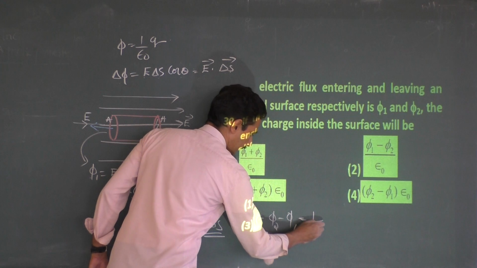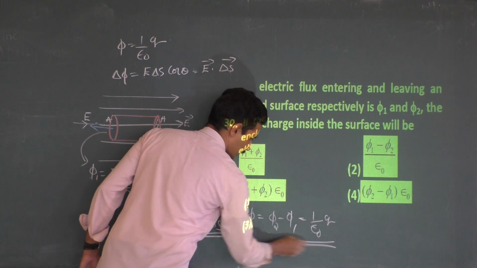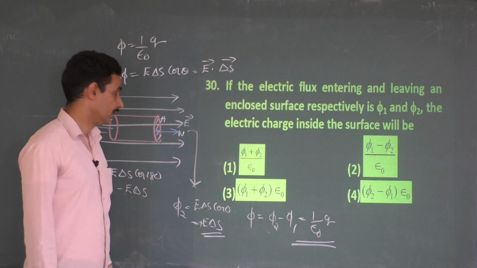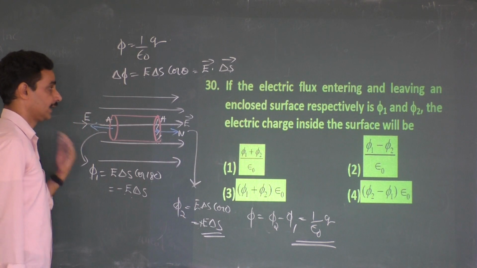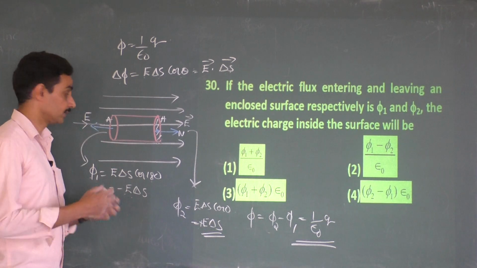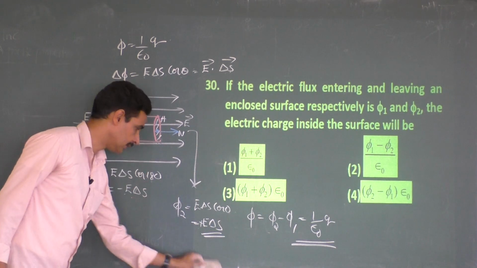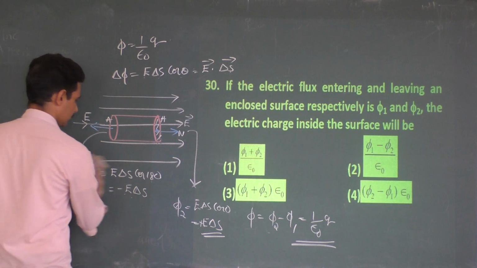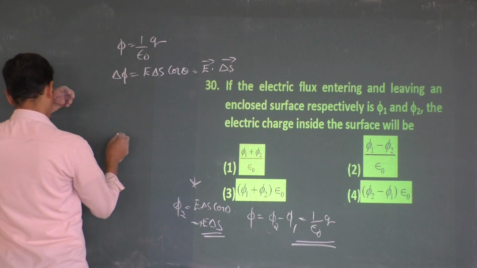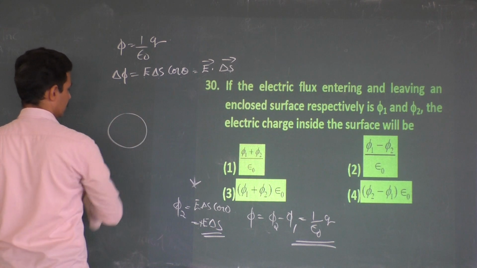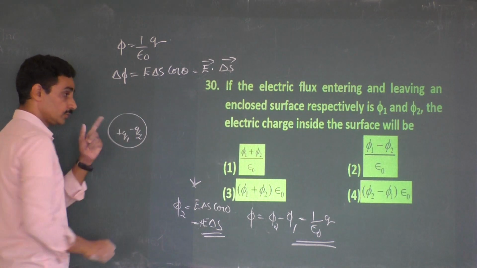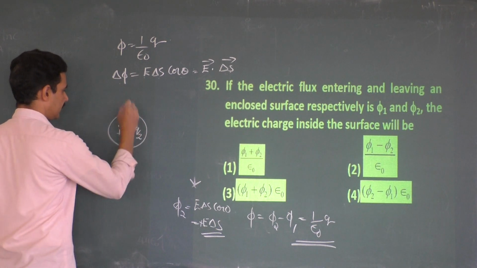that is equal to 1 by epsilon naught times the charge enclosed. Their question is, what is the electric charge inside the surface? Their question is actually like this. Suppose you have a closed surface like this. This is plus Q1 and minus Q2. There are two charges inside, plus Q1 and minus Q2.